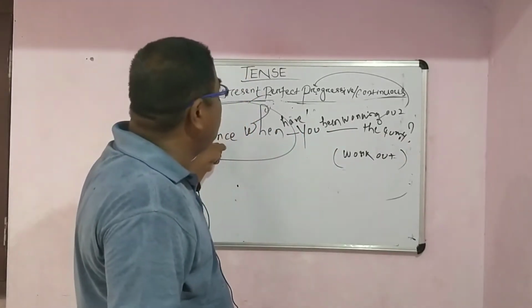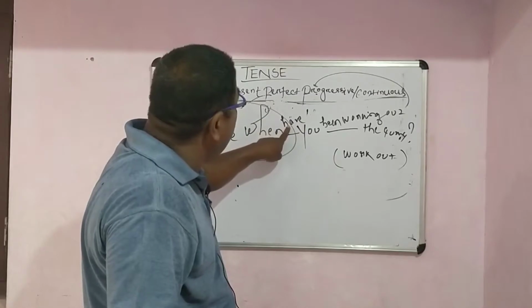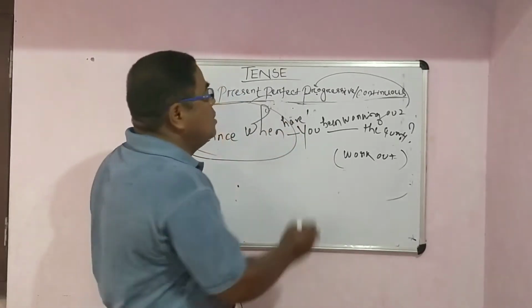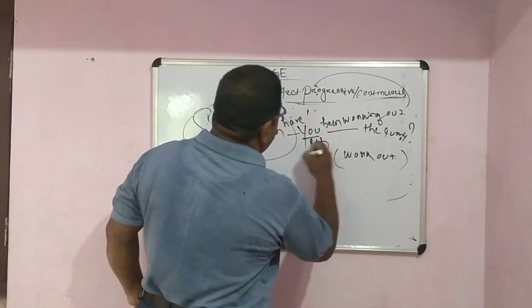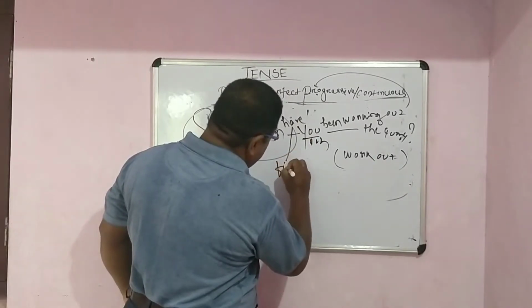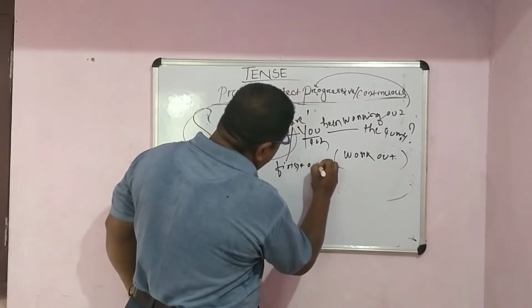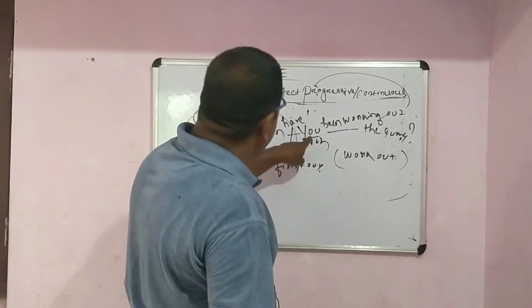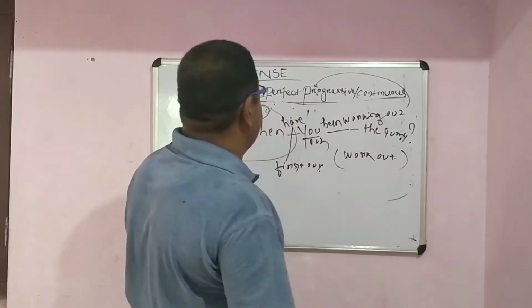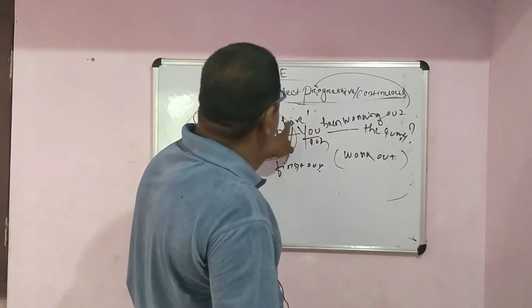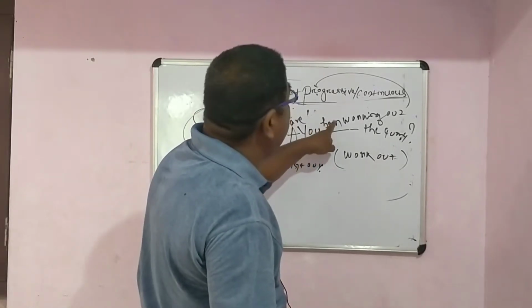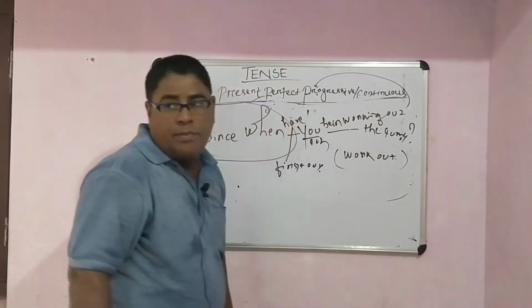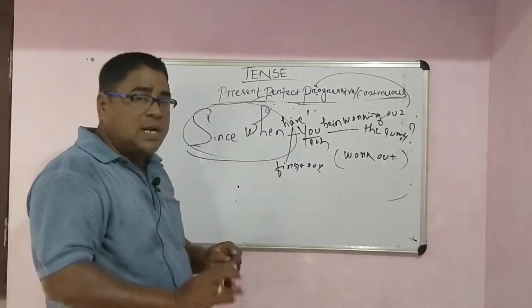In the WH interrogative pattern, your auxiliary verb comes before the subject. So you is the subject and have is the auxiliary. So when you use such a tense form, that means present perfect progressive, before the subject in the interrogative sentence, you put the first auxiliary have, then the second auxiliary been, then the main verb. So present perfect progressive is already over.